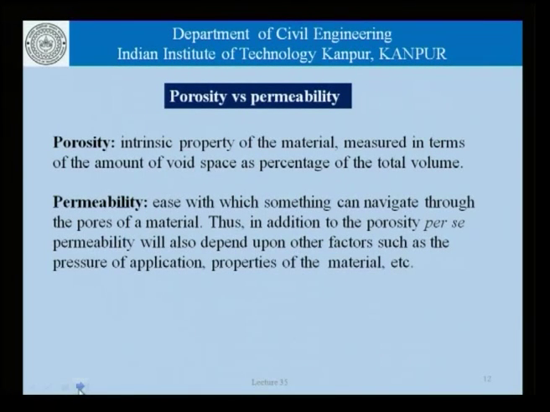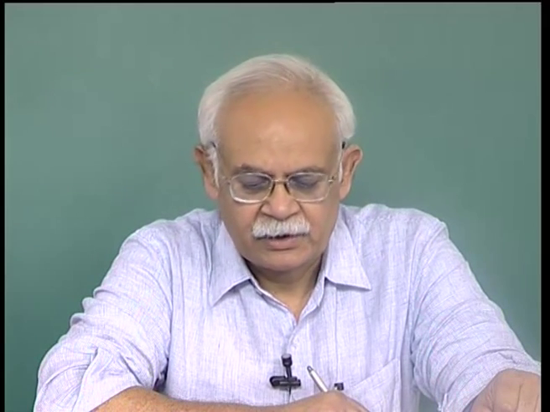Permeability, on the other hand, is the ease with which something can navigate through the pores of the material. Thus, in addition to the porosity per se, because obviously a material from outside can navigate through the pore system only if there are pores. If there are no pores, then we are not talking of any navigation, or of any permeability. The fact that we are talking of permeability means that there is a material which has some pores. But in addition to the porosity, there are other things that govern the ease with which a material from outside can travel through that material.